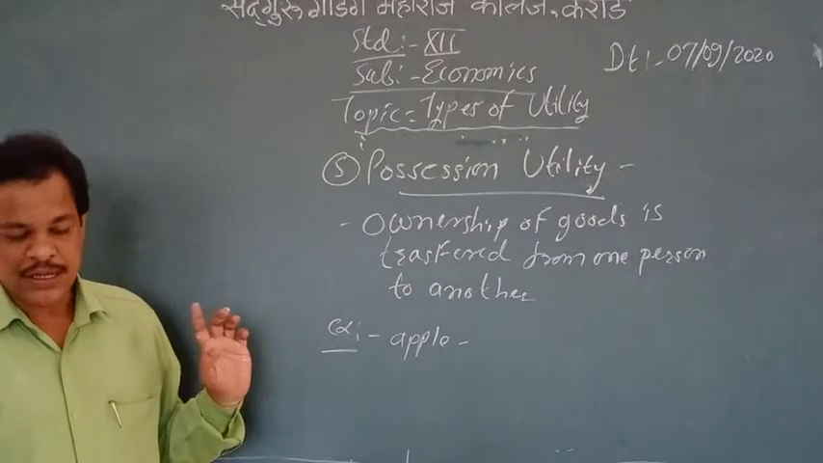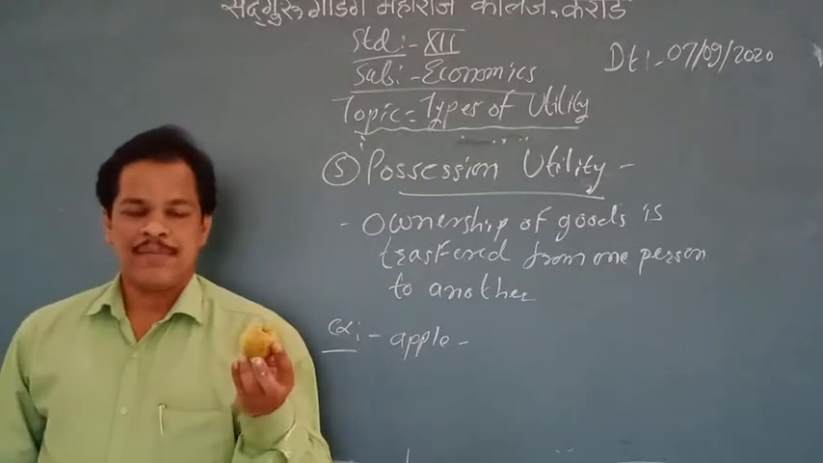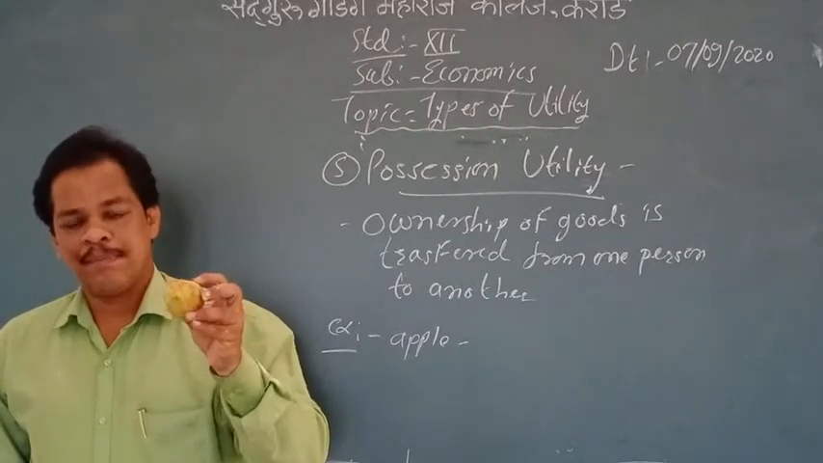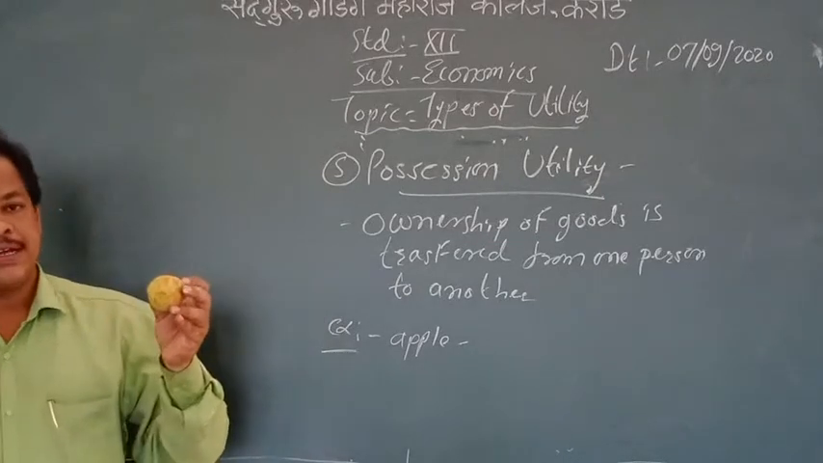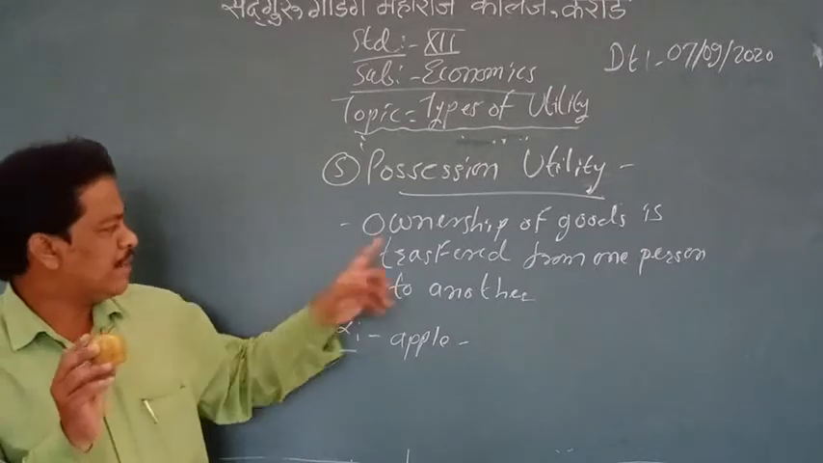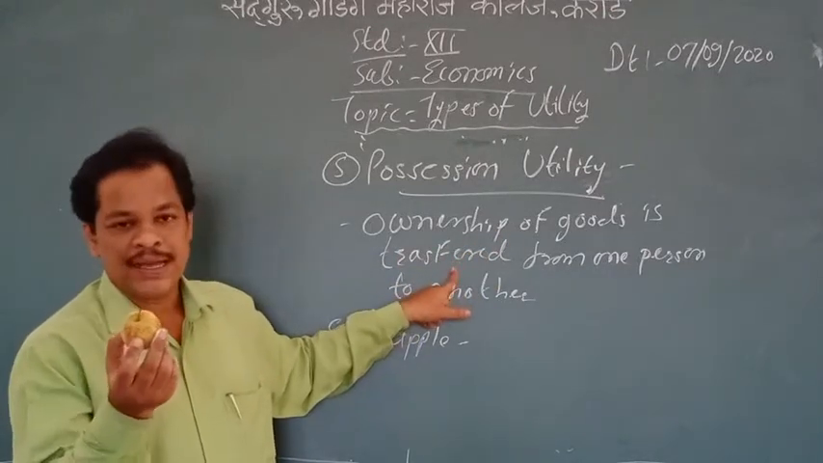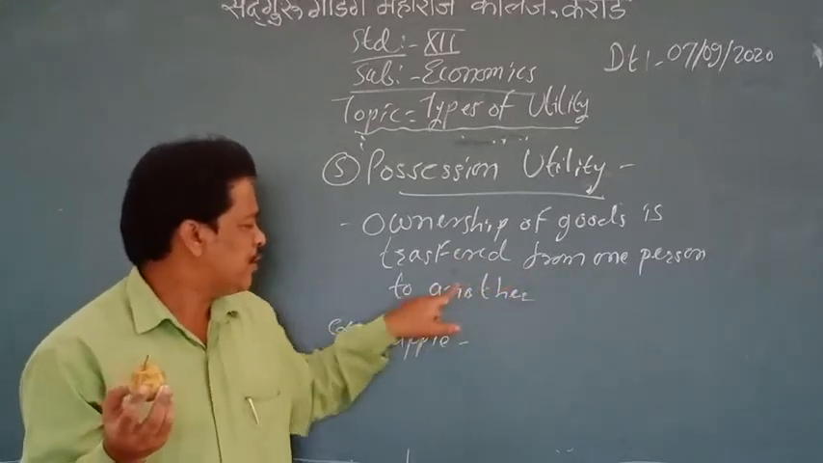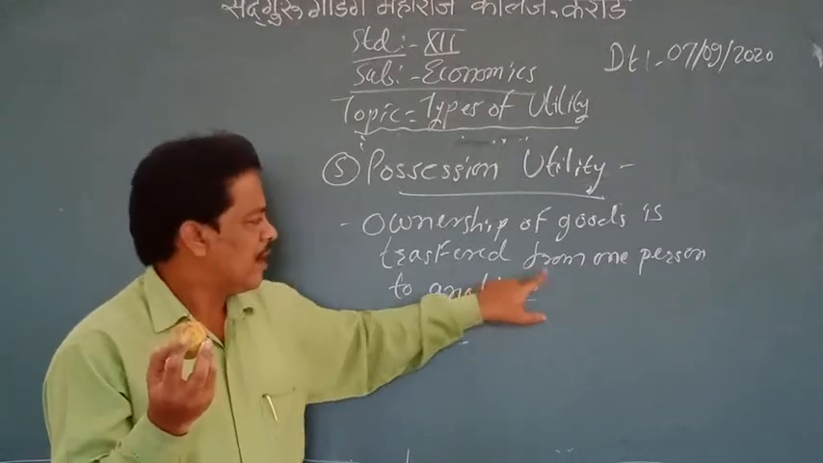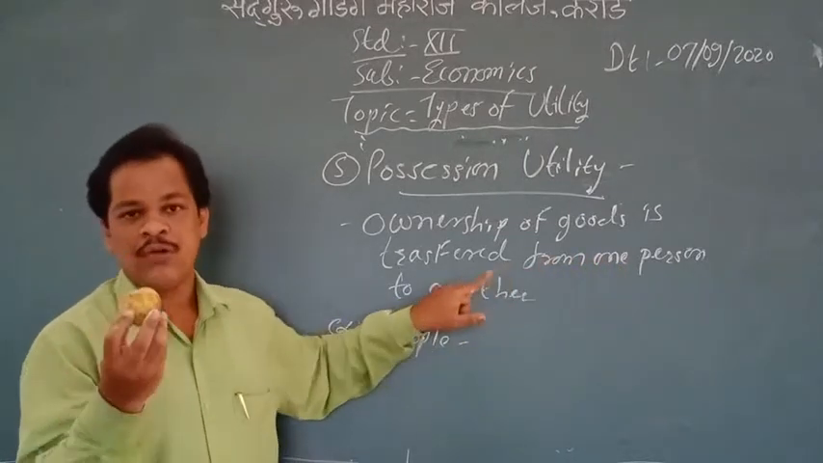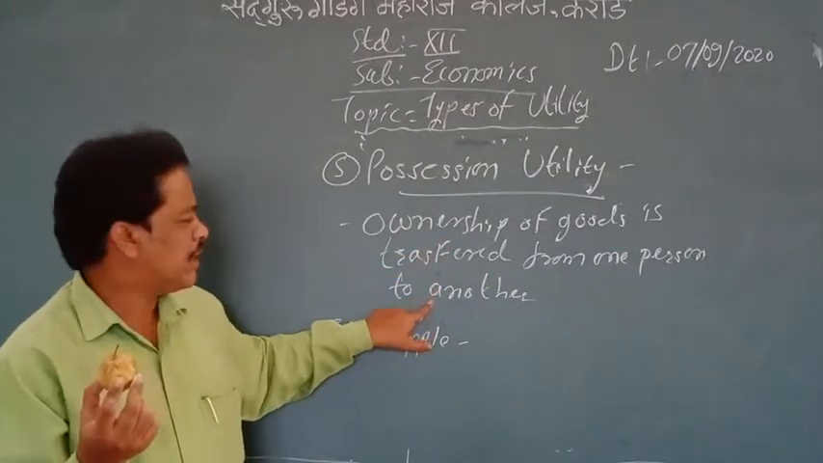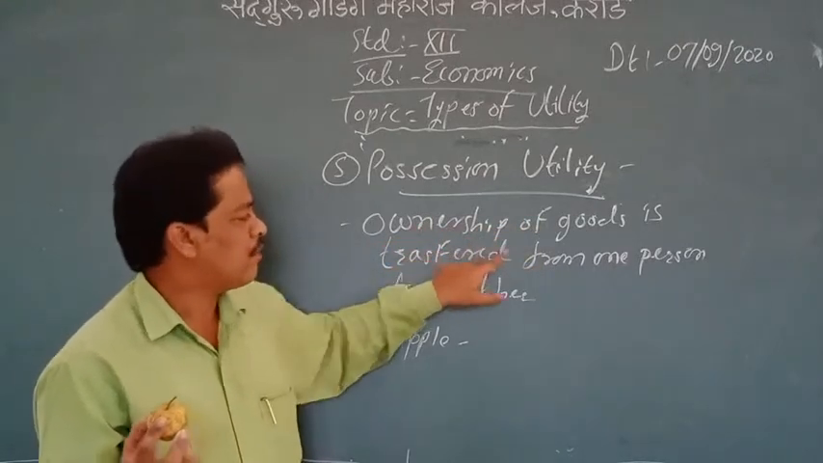Now I will give an example. See here, an apple. I have brought apples to show you. From yesterday I purchased these apples from a shopkeeper in the market. I paid for these apples, 1 kilogram of apples. Now the ownership of goods is transferred from that shopkeeper to myself. I paid almost 80 to 90 rupees per kilogram. So now ownership is transferred to me. Now this apple belongs to me. Thus it is very important that ownership of goods is transferred from one person to another.